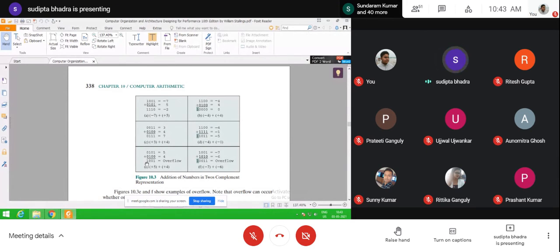Then the representation of 9 is not possible in a 4-bit 2's complement number, so that's overflow. You can say, sir, 3 plus 4, both are positive, but still overflow is not occurring. Why not? Because 3 plus 4 generates 7, and here you see in 10.3c that 7 can be accommodated within the 4 bits.